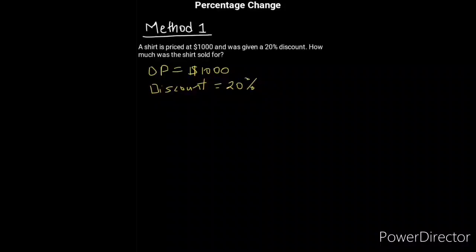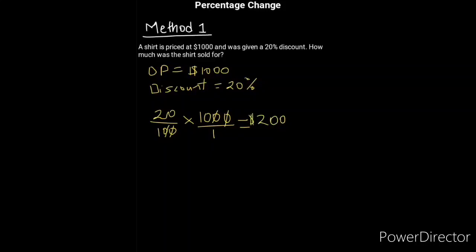The first thing we need to do is write our discount over 100 because we know percentage always goes over 100. So that will be 20 divided by 100, and that is then multiplied by our original price OP, which is $1,000. We can then go ahead and simplify our equation, and we'll now have 20 multiplied by 10, which equals $200. And this is the amount discounted from our $1,000.